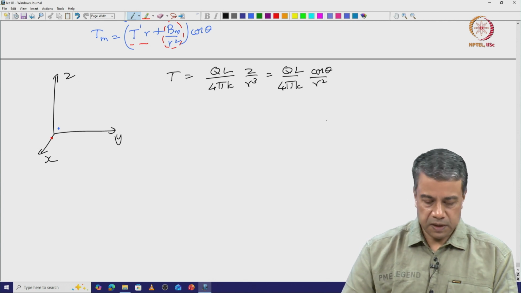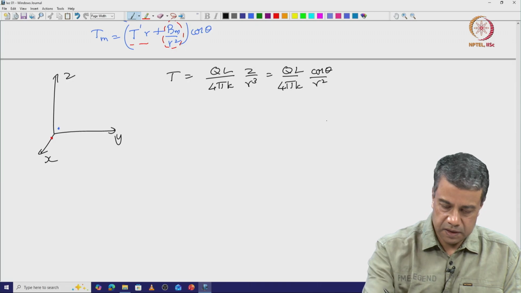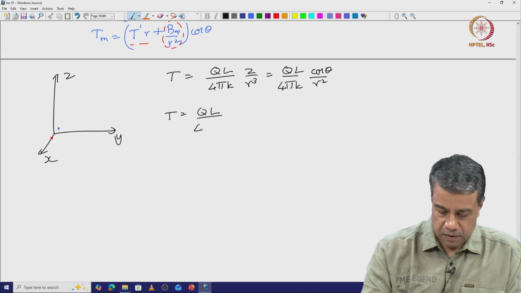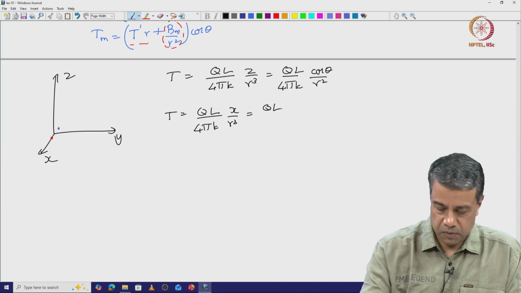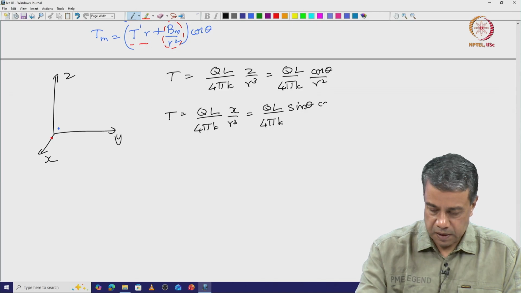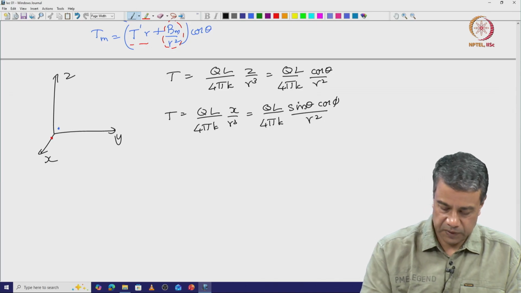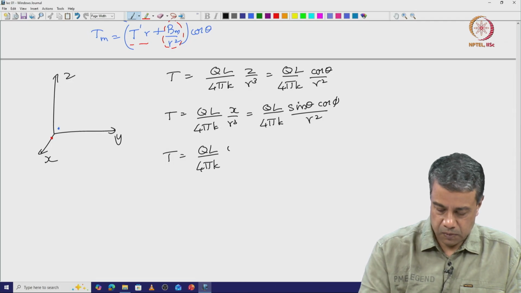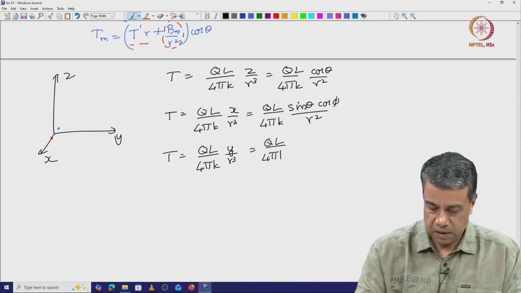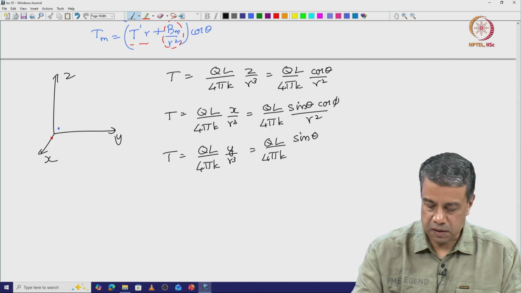If you had a separation along the x axis, then you can just write the temperature quite easily by analogy. T is equal to Q L by 4 pi k into x by r cubed is equal to Q L by 4 pi k into sin theta cos phi by r square. And the next one, Q L by 4 pi k into y by r cubed is equal to Q L by 4 pi k into sin theta sin phi by r square.